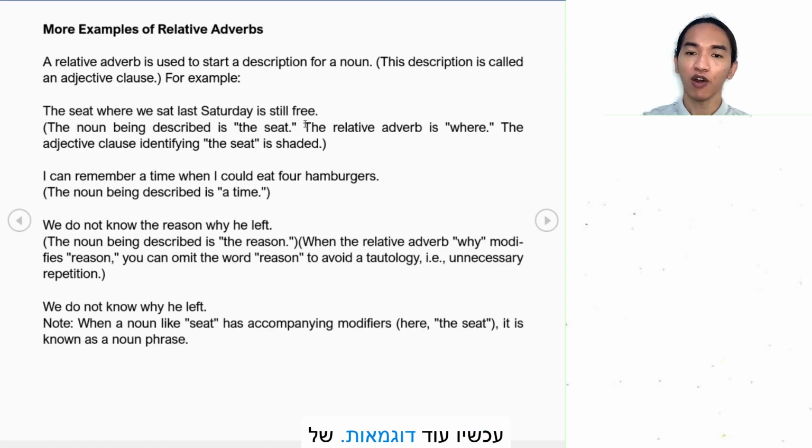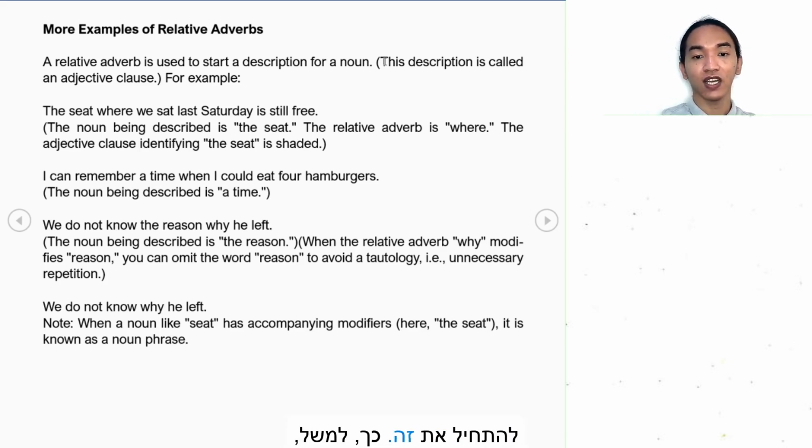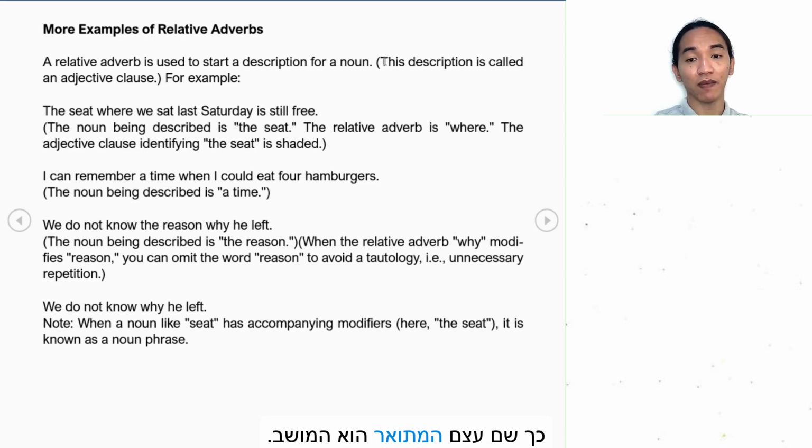Now, more examples of relative adverbs. A relative adverb is used to start a description for a noun. It is called an adjective clause, and it starts with a relative adverb. Example: the seat where we sat last Saturday is still free. The noun being described is the seat. The relative adverb is where. The adjective clause identifying the seat is the shaded part, which is we sat last Saturday.